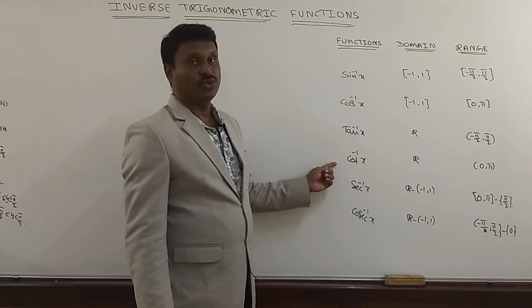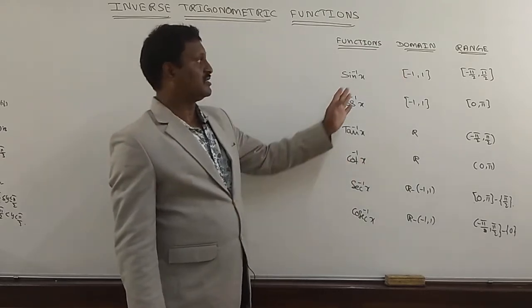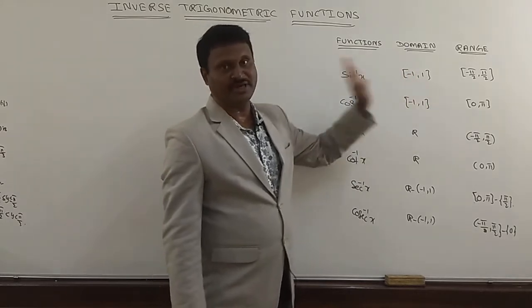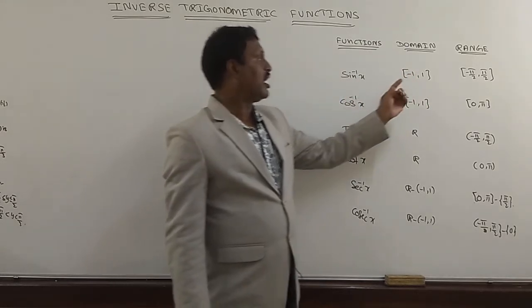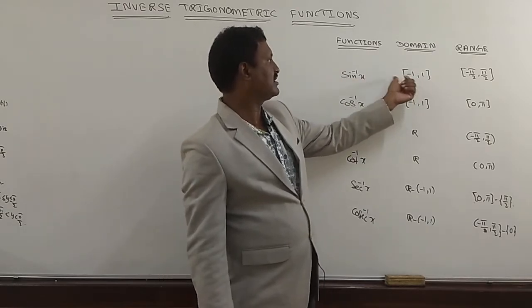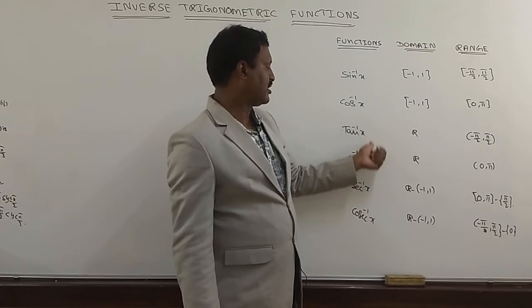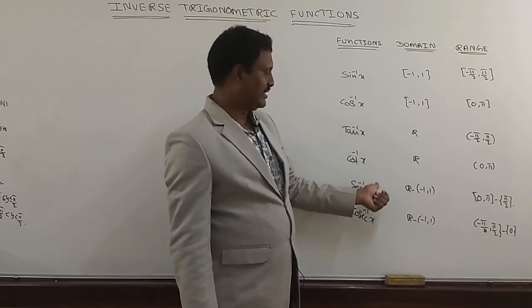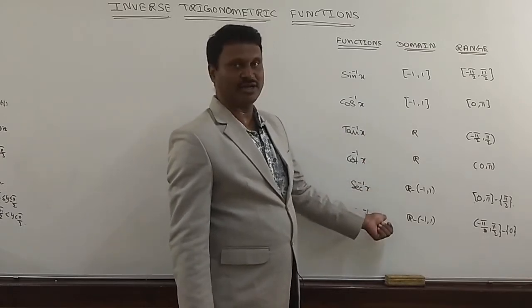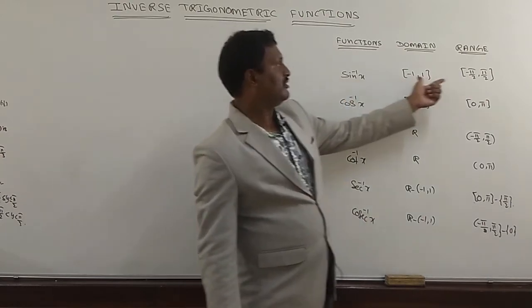These functions exist only under a domain and range. They do not exist other than within the limits of the function. Now observe here, the domain of sin inverse x is minus 1 comma 1. Sin and cos will have the same domain, tan and cot will have the same domain, and secant and cosecant will have the same domain. You can remember it very easily. The range will be different.